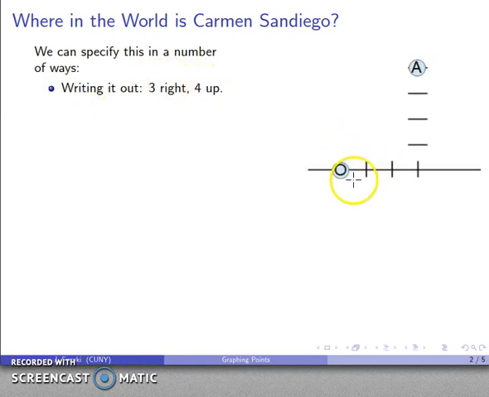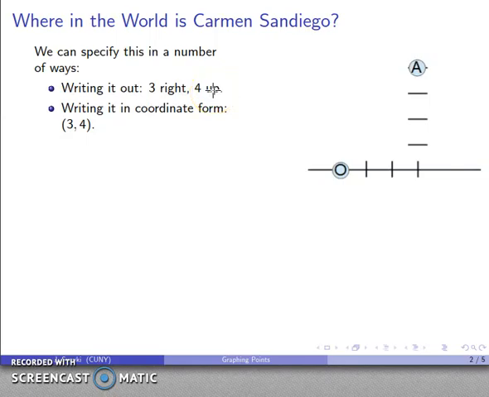Now I can specify this in a couple of different ways. I might just write it out: the point A is located three to the right, four up. That implies I'm going to take three steps to the right and four steps up, and that's going to get me right to the point.